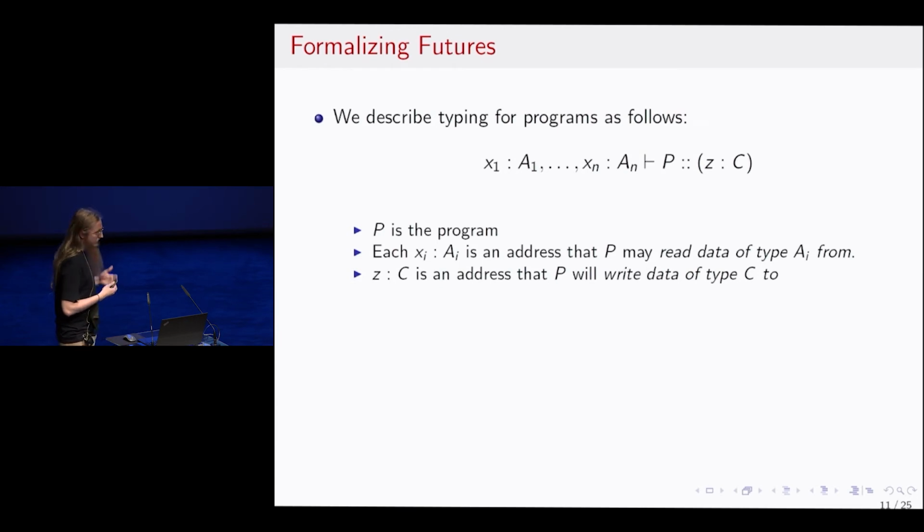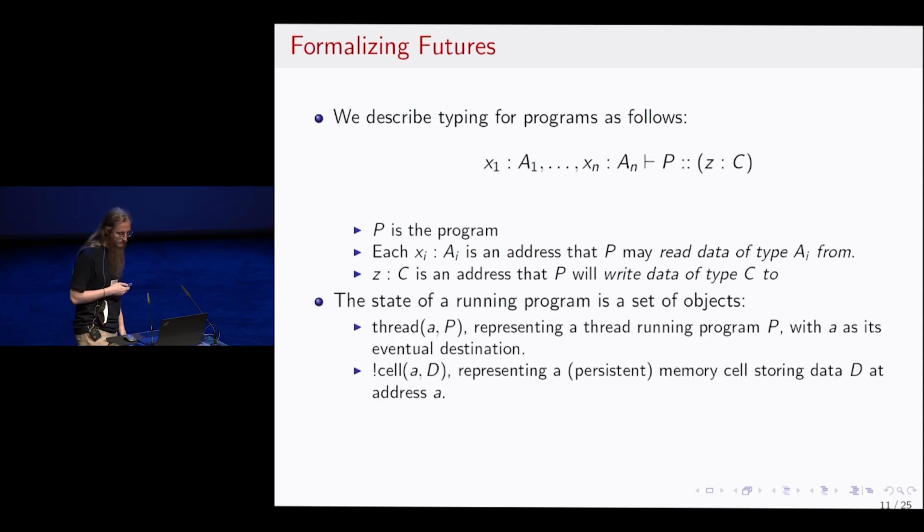Okay, so to actually give the formalization of futures, we have a typing judgment that looks like this. We've got not just variables on the left-hand side, but also a variable on the right-hand side here that is the result or destination. So this Z is the location that we're storing the result to, and C here is going to be the type of the result data. And then this object P here is, of course, the program. And all of these variables on the left are thought of as addresses that the process P is allowed to read data from, and of course the types describe what that data looks like.